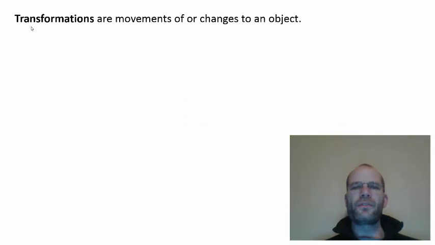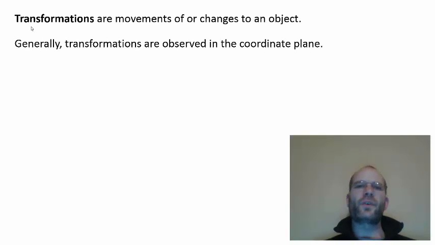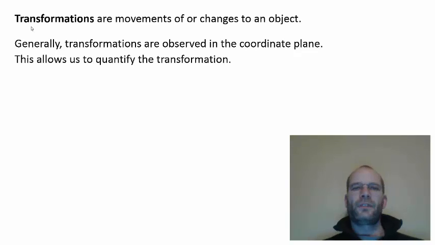Transformations generally are movements of or changes to an object. Generally, transformations are observed in the coordinate plane. That is to say, when we analyze transformations, we typically place them into the coordinate plane. The reason is that it allows us to quantify the transformation. That is, it allows us to put numbers to it.